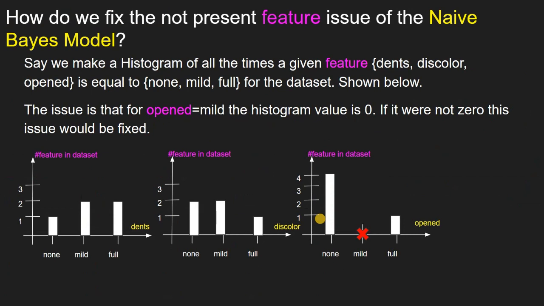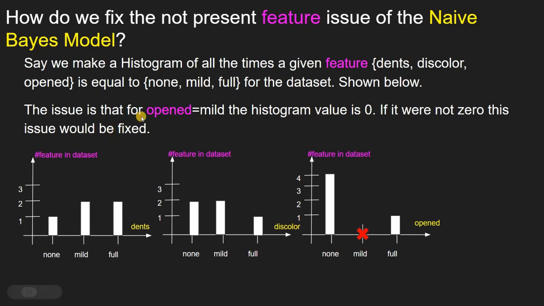Now, how do we fix the not present feature issue of the naive Bayes model? Say we make a histogram of all the times a given feature, dense, discolor, or opened, is equal to none, mild, or full for the data set. This is shown below. Here we have a histogram of the dense feature: dense equal to none 5 times, dense equal to mild 2 times, and dense equal to full 2 times.